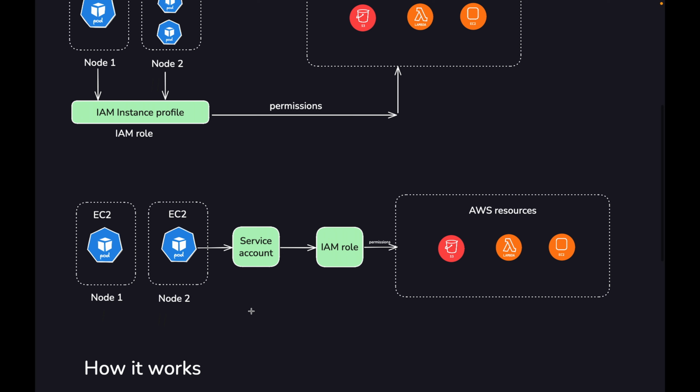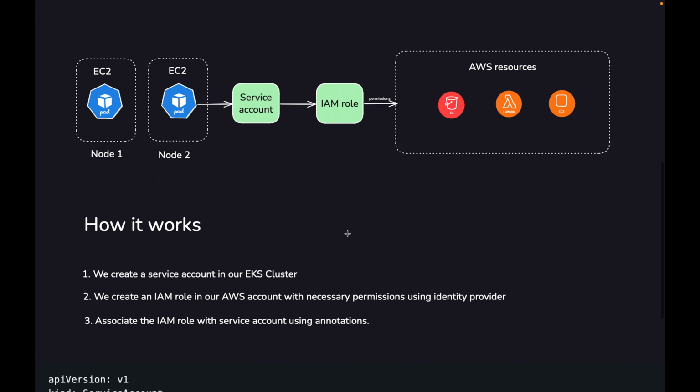So this is the approach that IRSA follows. Here we have two worker nodes. What we'll do is we'll create a service account here, and then we'll create an IAM role in our AWS account. We will associate both of them using annotations, which I'll show you in the later part of the video, and then the pod which is using this service account can access all the resources which are assigned to this IAM role here.